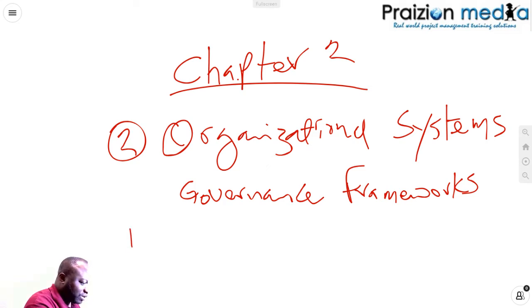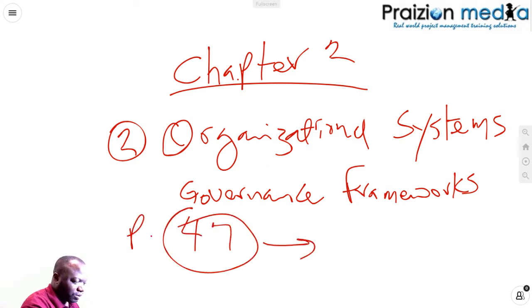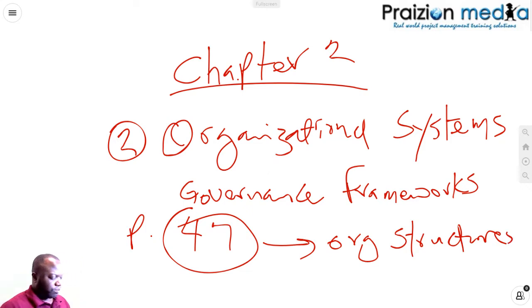Page 47 is a big page to look at, I tell you. So the organizational structure types, please take a read. Very important, page 47. And they don't serve it to you like before. We don't have the fancy diagrams, you know, that look like a matrix, with the associations. We don't have that anymore.